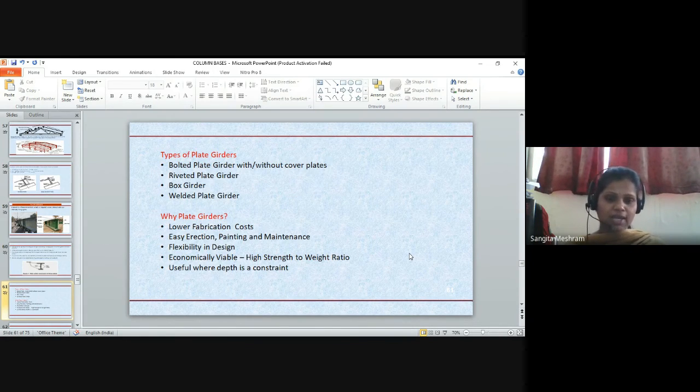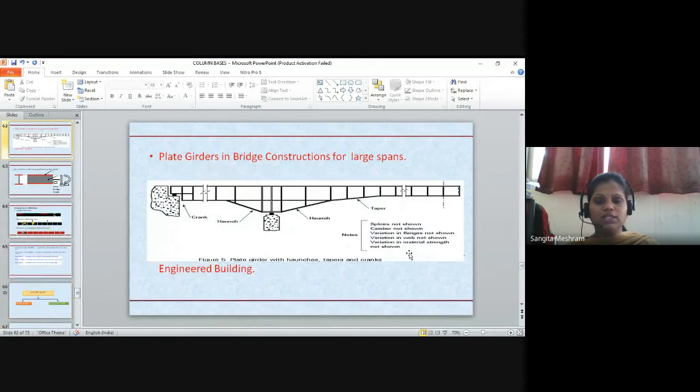So these are some advantages actually. First is lower fabrication cost, easy erection, painting maintenance, flexibility in design. It is economically viable, that is high strength to weight ratio, and useful where depth is constrained. This is used for large span. Plate girder is used in bridge construction for larger spans.